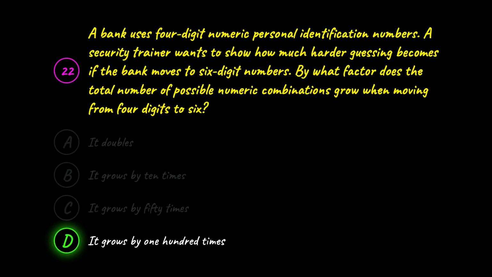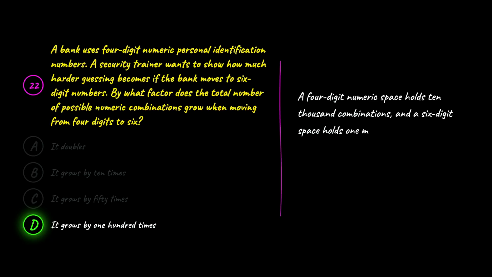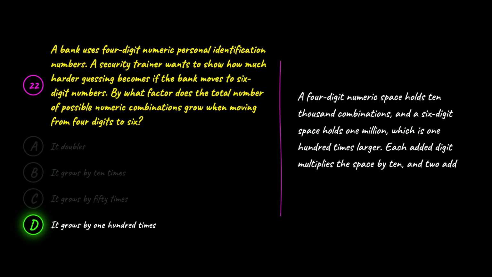The correct answer is D. It grows by 100 times. D is correct because a 4-digit numeric space holds 10,000 combinations, and a 6-digit space holds 1 million, which is 100 times larger. Each added digit multiplies the space by 10, and 2 added digits multiplies it by 100.